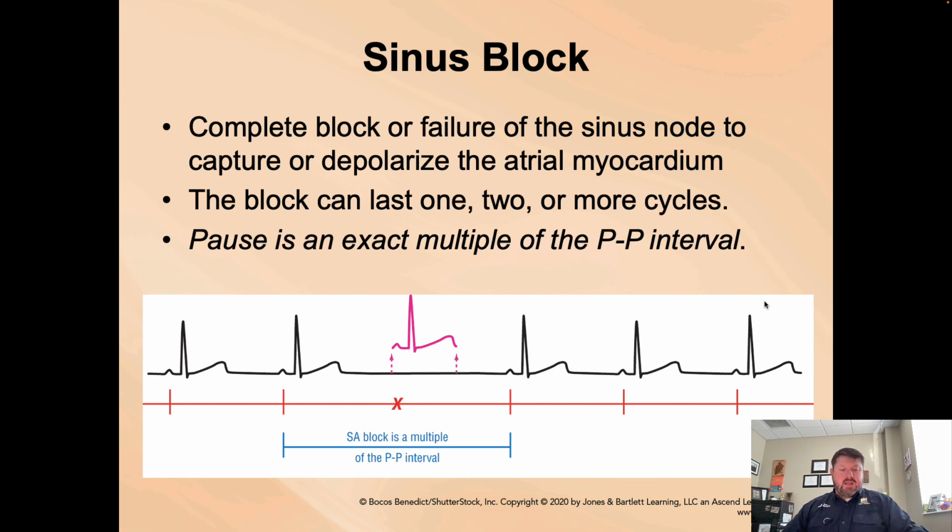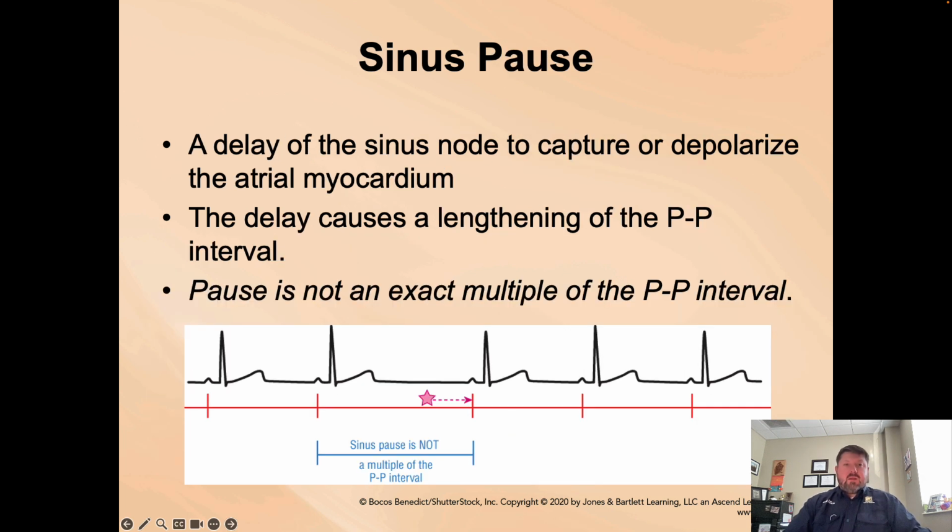So to start out with, a sinus block refers to a complete block or failure of the sinus node to capture or depolarize the atrial myocardium. It can last for 1, 2, or more cycles. The hallmark of a sinus block is that the pause is always an exact multiple of the normal P to P interval. So when you have the block, it will pick right back up in the P to P interval. This occurs because the sinus pacemaker is unaware of the block that is occurring farther down and continues to fire at its intrinsic firing rate. As a result, the underlying cadence of the rhythm remains unchanged. And so the underlying cadence is going to be a big deal and a big difference between some of these.